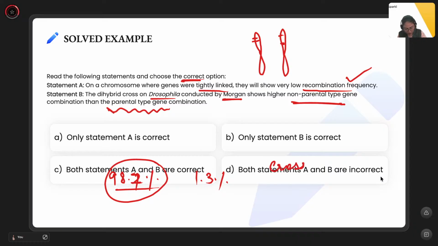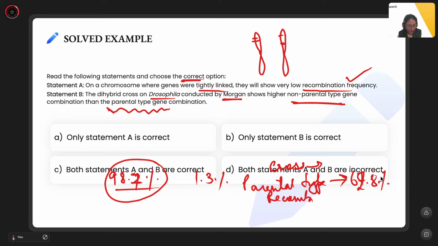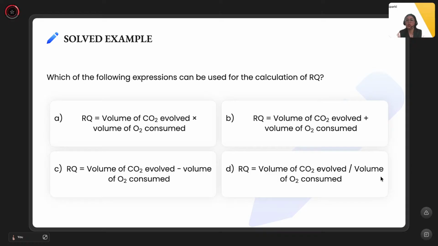If I talk about cross B, can you tell me what the parental percentage was? In cross B, the parental type was 62.8%, and the recombinant was 37.2%. Okay, so the correct answer here would be option A, which says only statement A is correct. Clear? Let us move on to the next question.